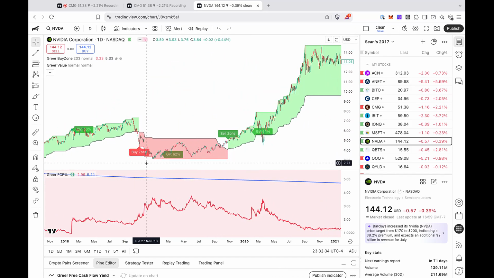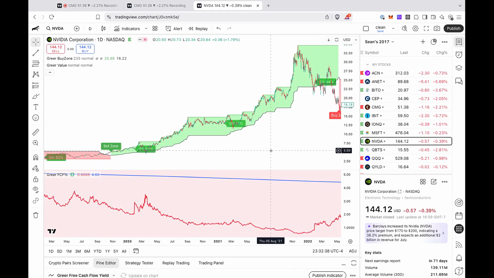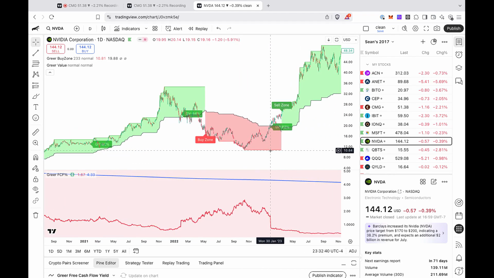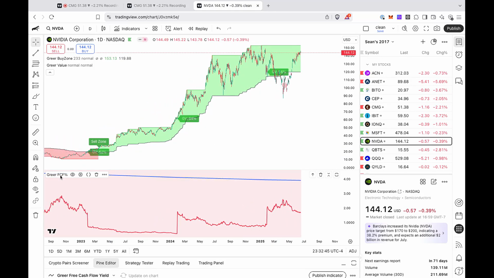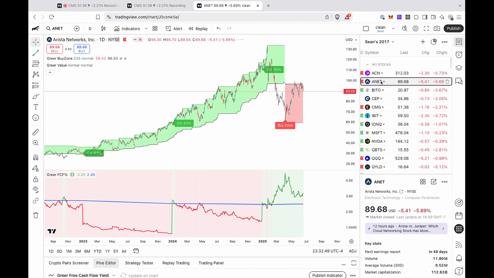Again, even though it's below the average, that doesn't mean you shouldn't get into it. It's just another indicator that you can use if you are trying to decide between a few companies. You might want to use this new Greer free cash flow tool. Here's one. Arista Networks is a good example. It's a 65 value, it's in the buy zone, and the free cash flow yield is above its average of 2.49. It's in the 3 range.